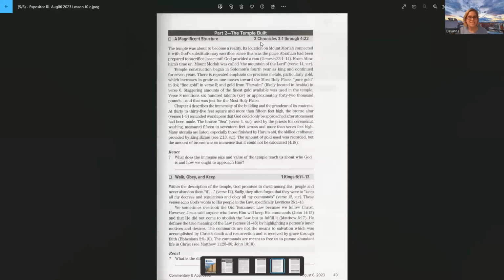So again, it's giving you the books. You've got to go through 2 Chronicles chapter 3, verse 1 through chapter 4, verse 22. That's where you're going to find that in the parallel section. So over here, we have 1 Kings chapter 6, verses 11 through 13, walk, obey, and keep.